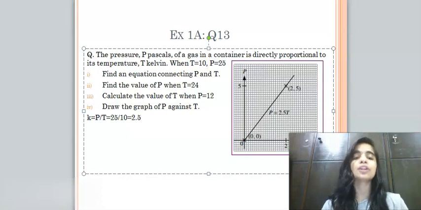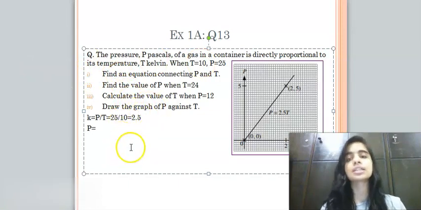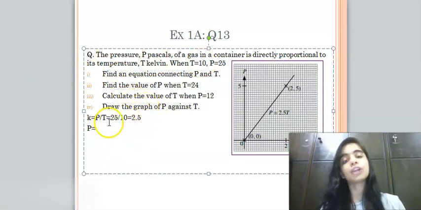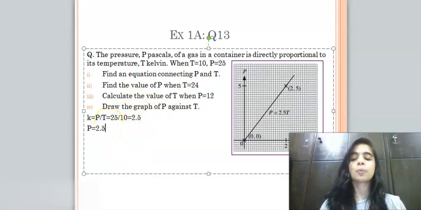And then you know what the formula is. That is P is equal to KT. Y is equal to KX. So P is equal to KT. So we will simply write it. P is equal to K. Now in place of K, what will we write? We have the value of K. Now remember, K is the constant. So you have to write this value of K. So P is equal to 2.5 T. And yes, we're done with this part.